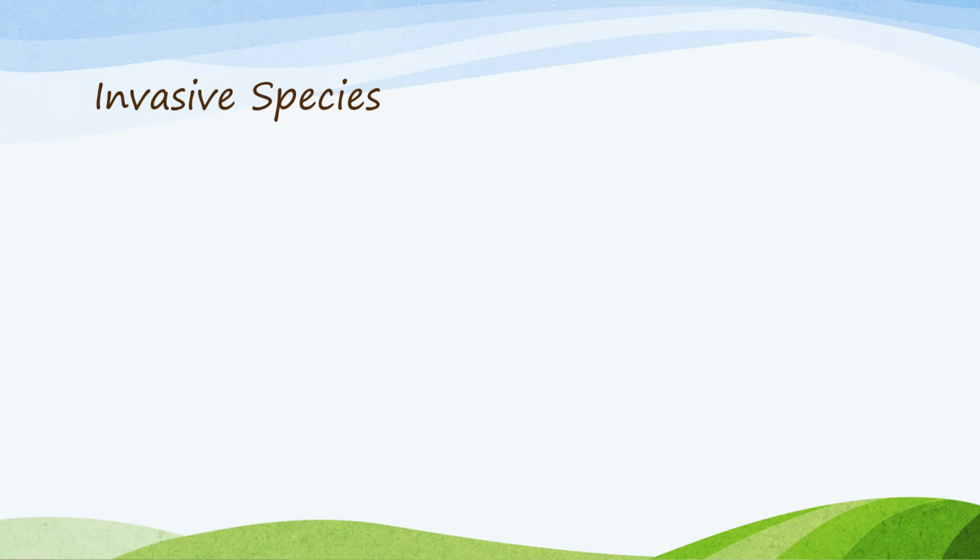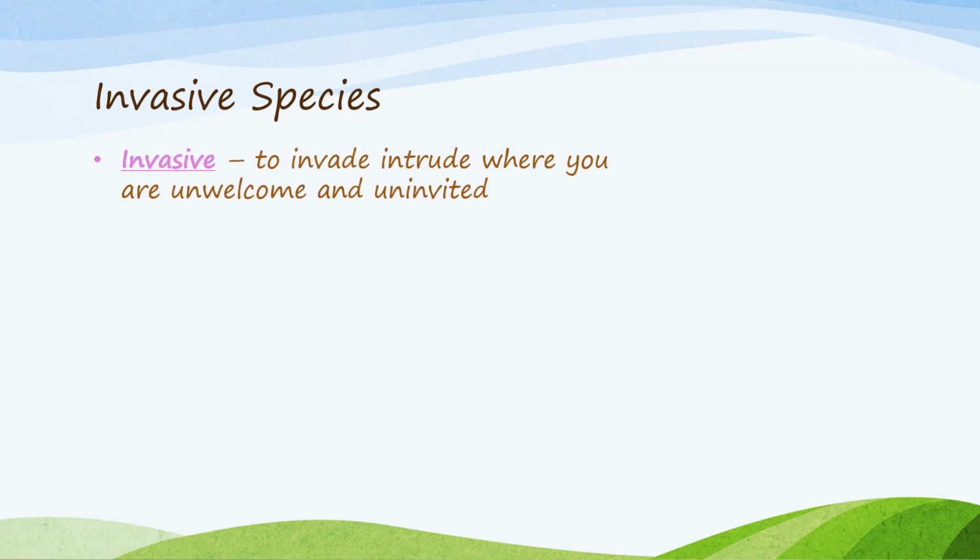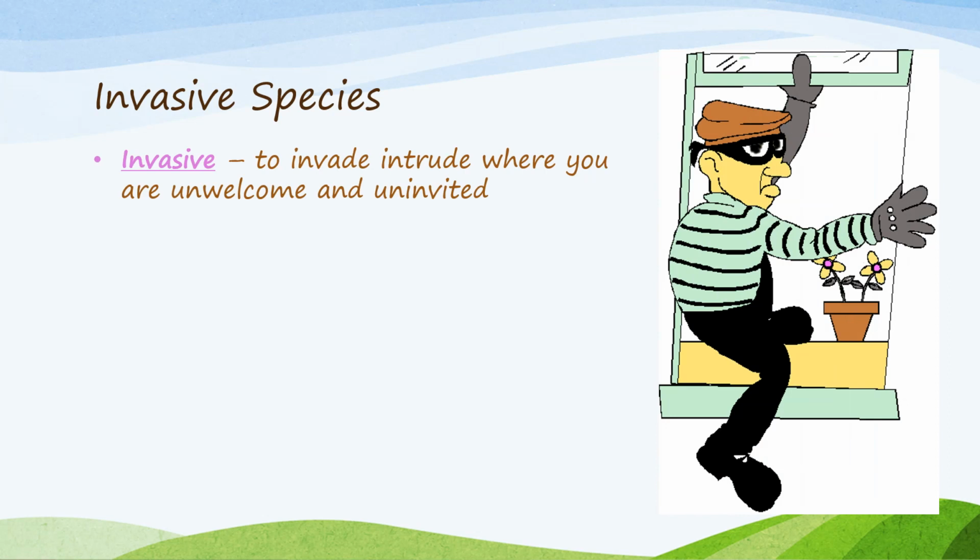Next, we can look at invasive species. What does the word invasive mean? If a person was being invasive, that would mean a person is invading or intruding on someone else's thoughts or personal space where they are unwelcome and uninvited. Take this picture of a burglar here. This person is an invader and intruder, someone who is breaking into a place where they don't belong and is going to cause harm. When the word invasive is used to describe plants or animals specifically, it would mean to reproduce and spread undesirably or harmfully.